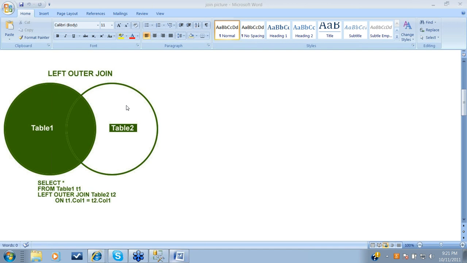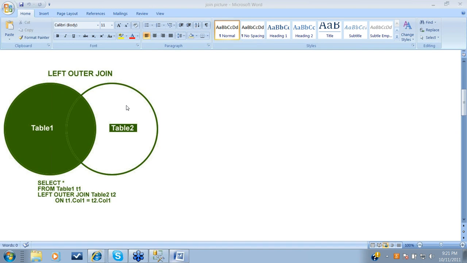So based on that definition, can you tell me how the left outer join picture will look like? Did I say left? Sorry, right outer join. How will the right outer join picture look like? Just like the opposite, the mirror opposite. Yes. So table 2 will be completely shaded, and a part of table 1 is also shaded.